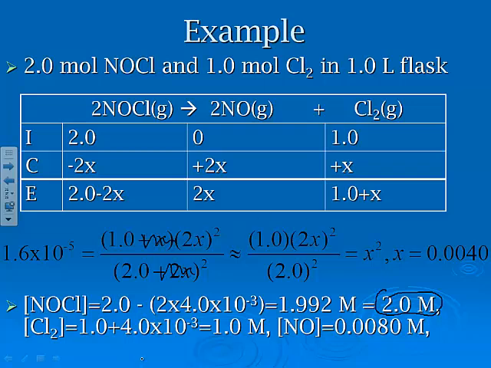The chlorine again is still going to end up being 1.0 molar. And the nitrogen monoxide is going to be 0.0080 molar. And again, in order to check that, we just want to make sure that what we negated is less than 5%. So I'm going to come up to the top here and check my 5% rule. What I need to make sure is that my x, my 2x, is less than 5% of what we were subtracting it from. So in this case, it's less than 5% of 1.